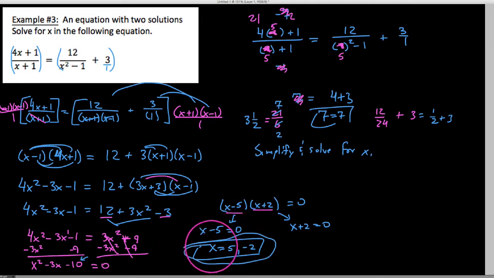These are both solutions. That is an example of where you might have to multiply by a least common denominator that would present you with more than one solution. Cheers.